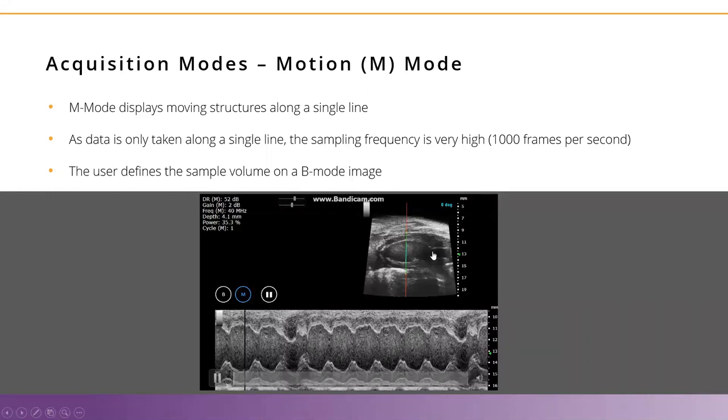When we go to the short axis view, we're simply going to rotate the probe 90 degrees and we're going to see a circle as it moves and contracts, and we'll see that a little bit later on in the presentation.